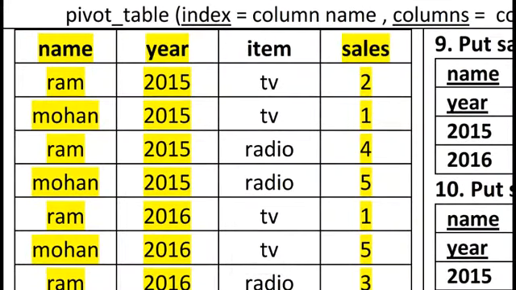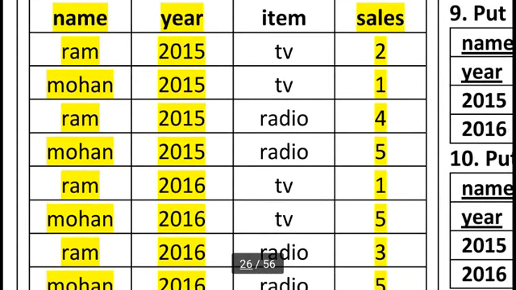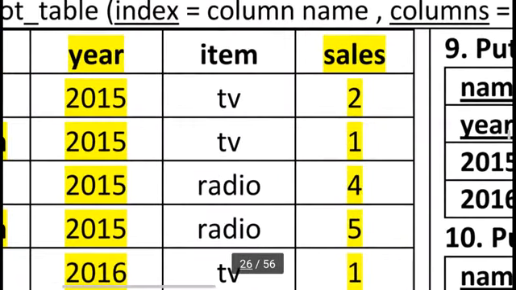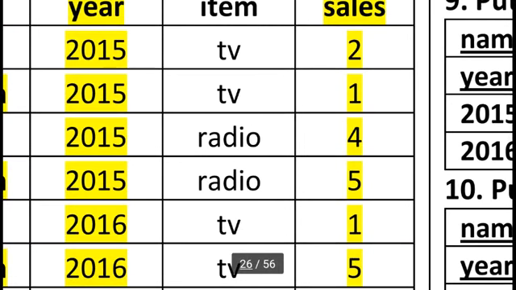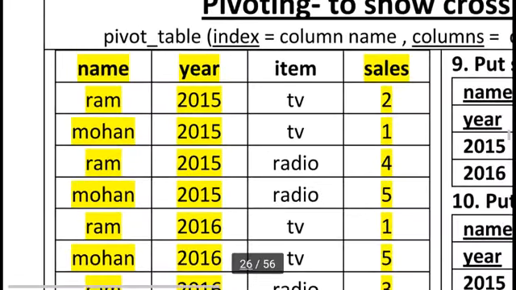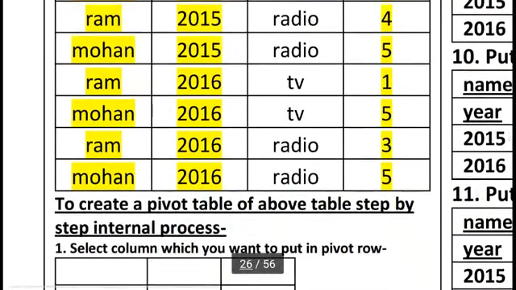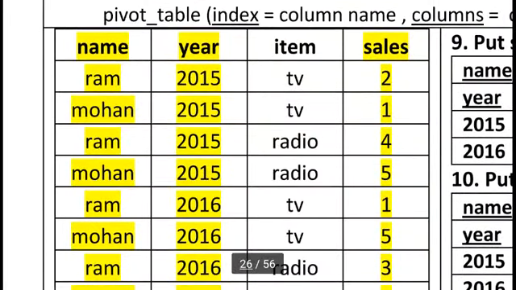Suppose there is an electronics company, and in this company only two salesmen, Ram and Mohan, are working, and this is our data for different years, 2015 and 2016. In this electronics company they sell only two items, TV and radio. Ram in 2015 sold TV only two, Mohan in 2015 sold TV only one. But I want to analyze this table from a different point of view, so I am using the pivoting concept and I want to create a pivot table of this data.